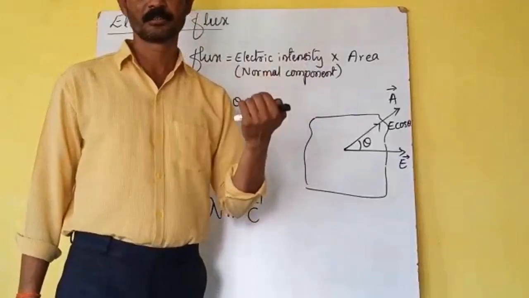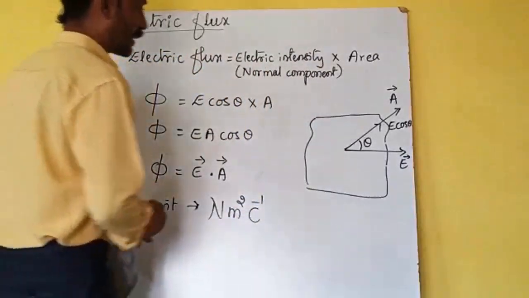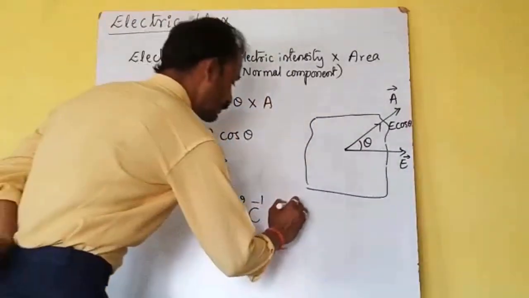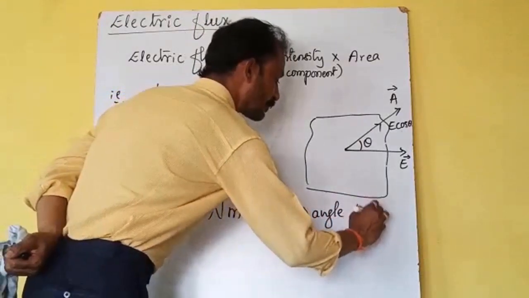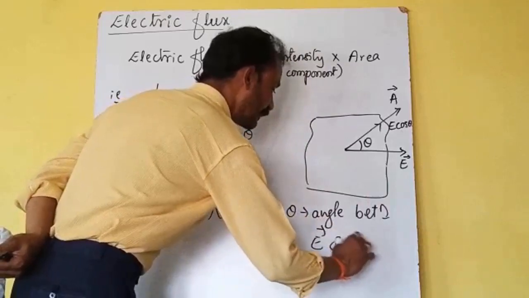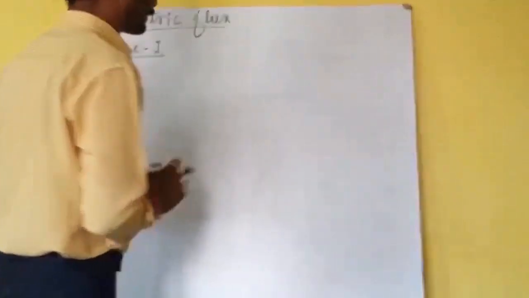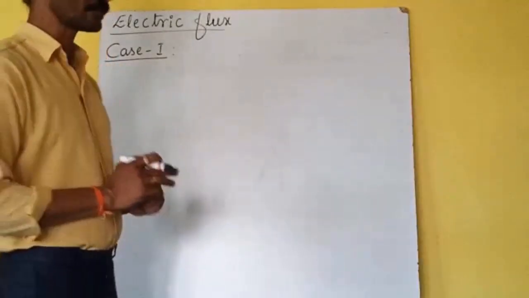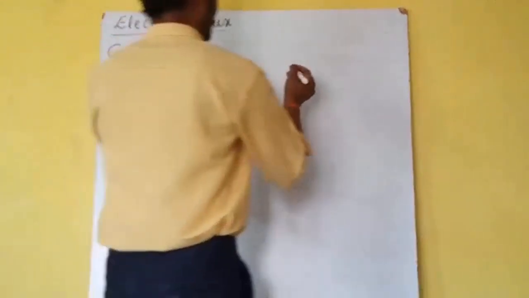So here theta is the angle between electric field vector and area vector. The electric field makes an angle theta with the normal to the area element. Then the electric flux in this case is, let us see this figure.